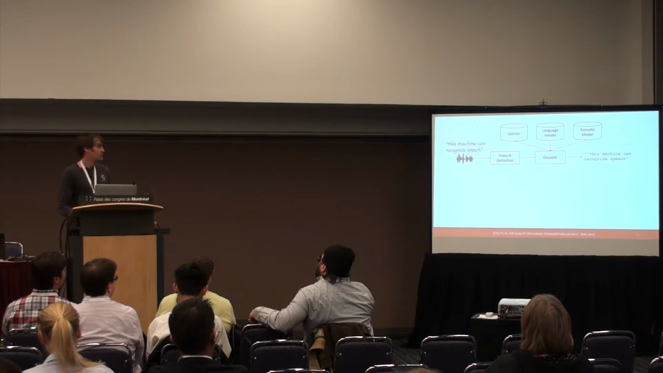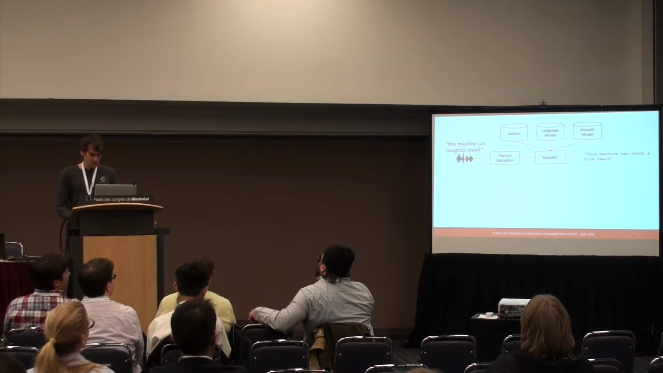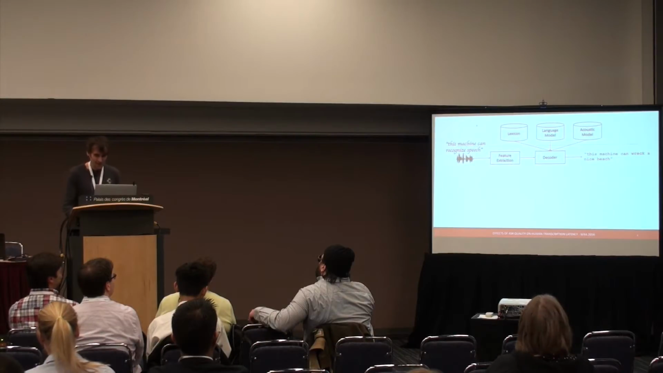Unfortunately, our computers don't have all of the rich context. They don't have the common sense intelligence that humans do. And so a lot of times you get something more like this. What comes in is "this machine can recognize speech," it does its feature extraction, and it has all of these different things that go into decoding what that means. And then out comes, "this machine can wreck a nice beach." Sounds kind of similar.